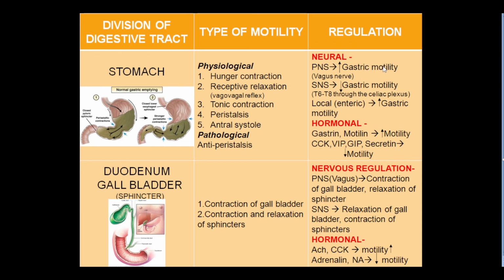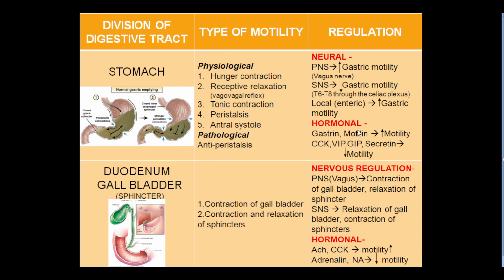Now, mechanisms of regulation will be the same as everywhere else. You have neural and you have humoral. For the neural, you have central and you have local. For the central, you have the parasympathetic and sympathetic nervous system. Parasympathetic through the vagus increases the gastric motility. Sympathetic through the nerves coming from thoracic segments will inhibit the gastric motility. And in the stomach, we also have the local or enteric nervous system, which increases the gastric motility.